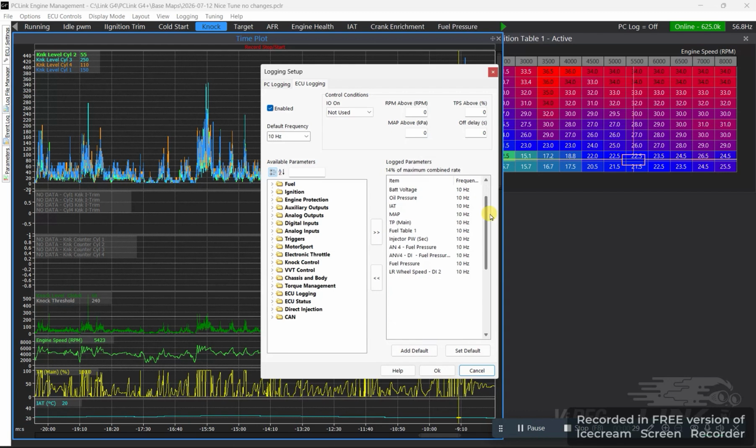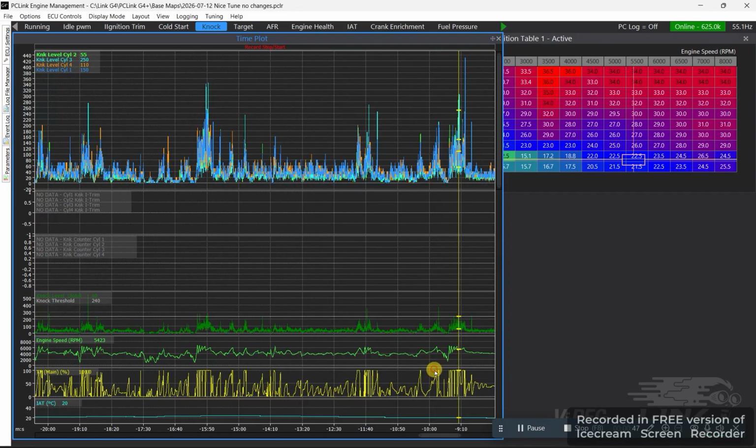You can see my parameters here. Some ones that are important are engine coolant, the lambda, where the throttle was, how hot the air was, and so on and so forth, right? So put them in this list.